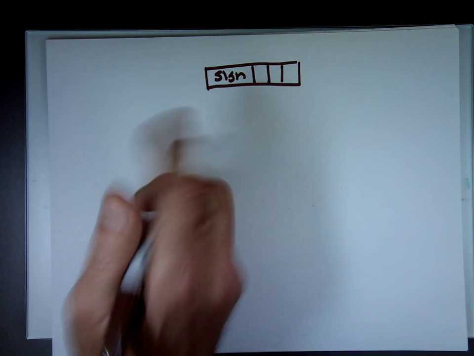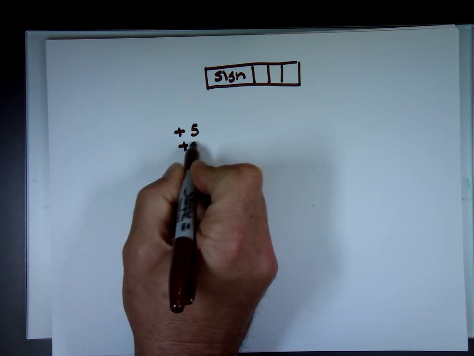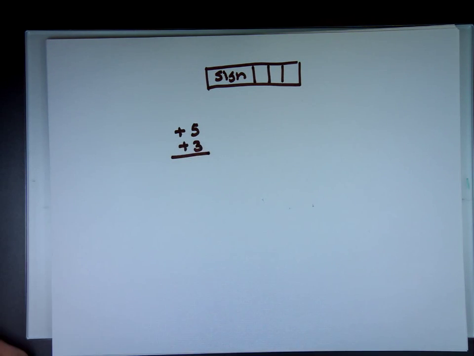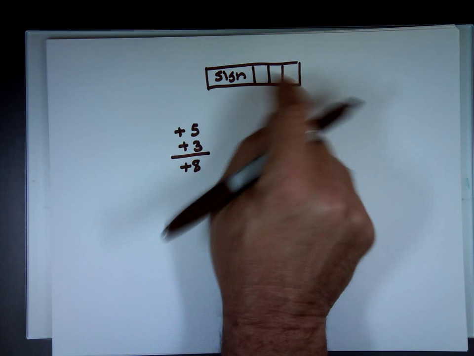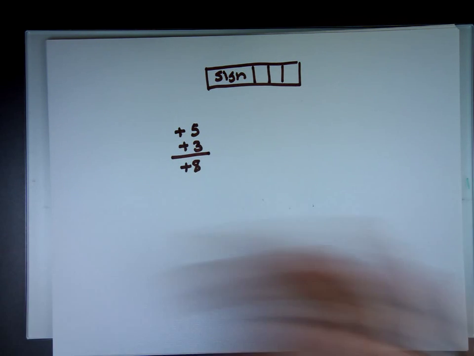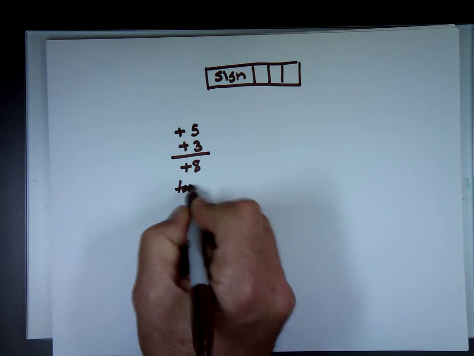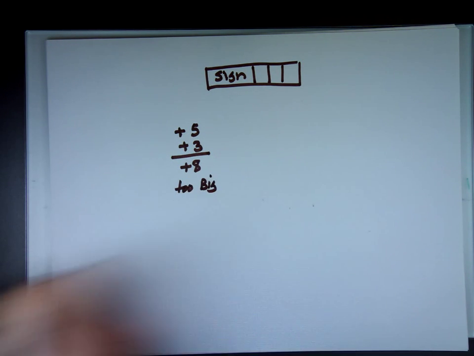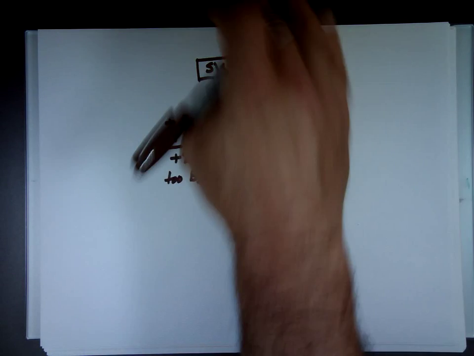So if I take plus 5, plus 3, I got a problem. Because what's that number? Plus 8. Can I fit a plus 8 in this? No, I can't do it. Too big. I don't have room for it. The biggest number I can put is plus or minus 7.